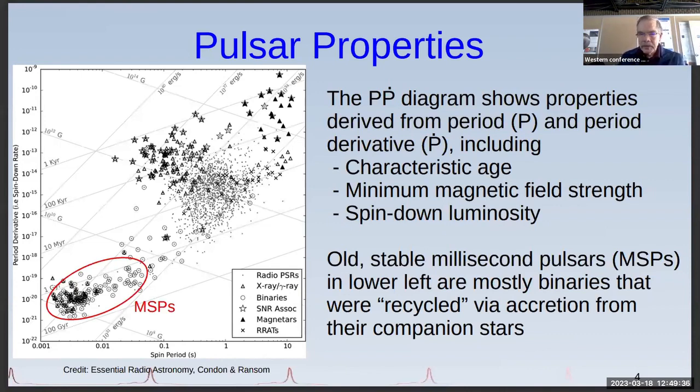What we're going to be interested in here today are called the millisecond pulsars. These are older generation pulsars. They're stable. They're in the lower left there, circled, and these are mostly from binary systems. They call it a recycled pulsar, where the main pulsar has accreted material from its companion star, and it's a very stable pulsar.